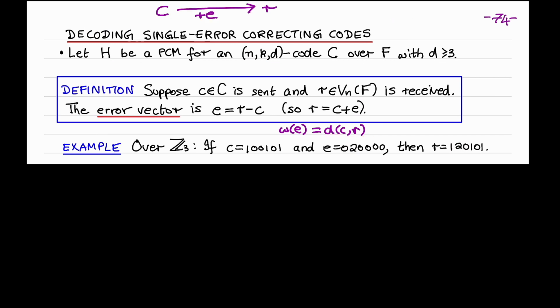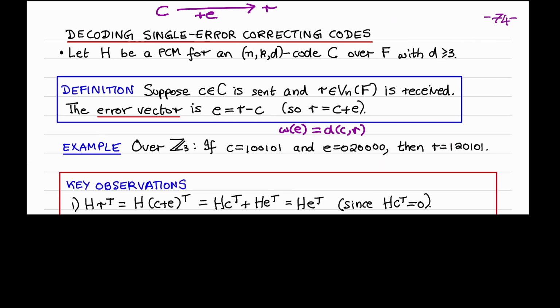So now, the channel decoder receives a vector R, but it doesn't know the transmitted code word, and of course, it doesn't know the error vector. So how does the channel decoder determine what the error vector was? Let's make some key observations. The main one is that H times R transpose can be written as H times (C plus E) transpose, which is H C transpose plus H E transpose. Now, since C is a code word, H times C transpose is 0. And hence, H times R transpose equals H times E transpose.